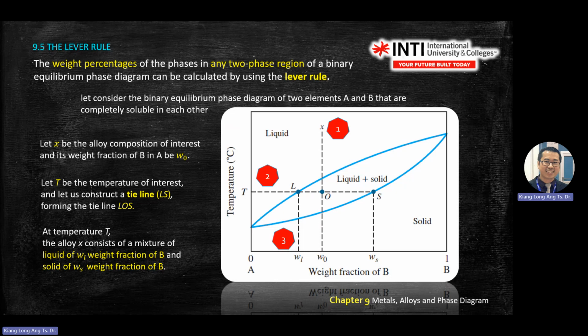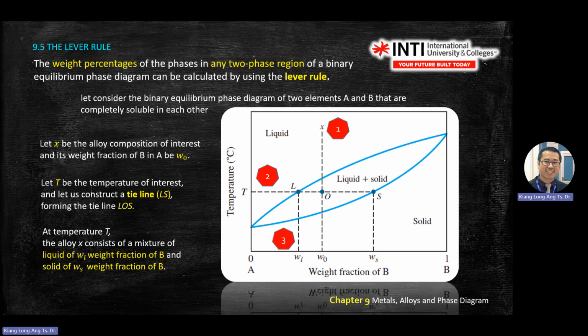Go and label on the left: liquid, lower is solid. Draw a vertical line, and this one you need to calculate. So this one is X. You draw, and then label O, L, O, S. Then label this one WO, WS, WO. If you forget to label this one, also okay. You straight away read from the graph, the percentage you see on the graph.